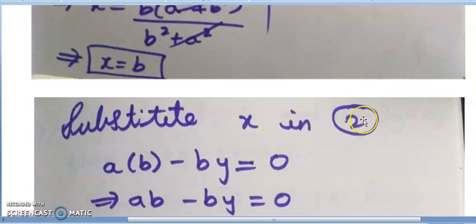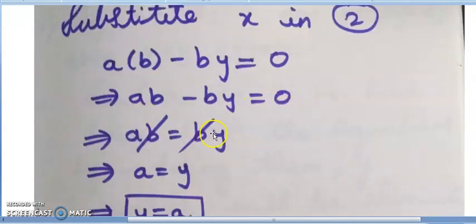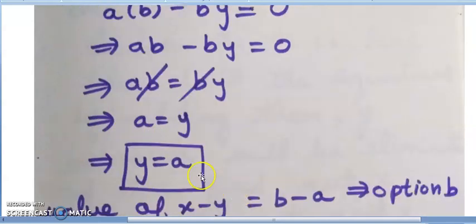So substitute this value of x in any one equation. I'm substituting here in the second equation. So a into b, instead of x I'm substituting b. a into b minus by is equal to 0, or ab minus by is equal to 0. Now since I need y, I'll take this minus by to that side, it will become plus by. Now here b, here also we have b, both will get cancelled. So a is equal to y. So y is equal to a.